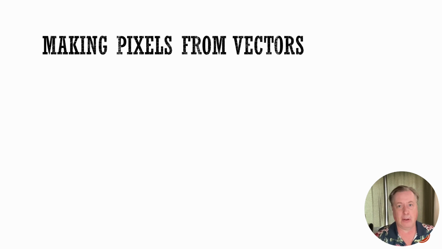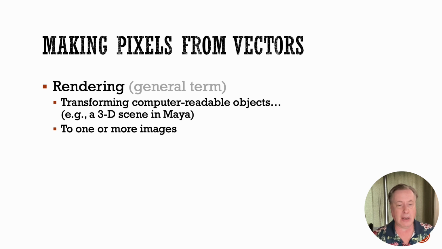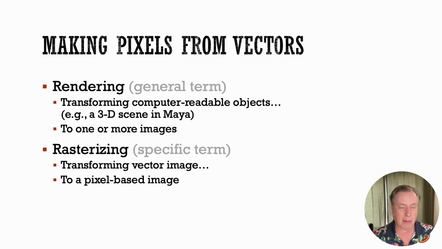Making pixels from vectors. One of the funny things about Photoshop that a lot of people don't really understand, they think it works a certain way, it actually doesn't, because you do have these vector elements in it, but those vectors will always be rasterized. And let's talk about what these two terms are. Rendering, that's the general term. It means transforming computer-readable objects, for example, a 3D scene in Maya, to one or more images.